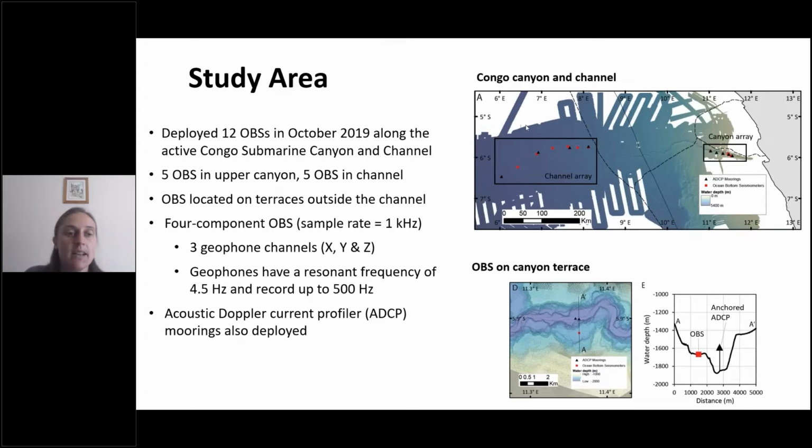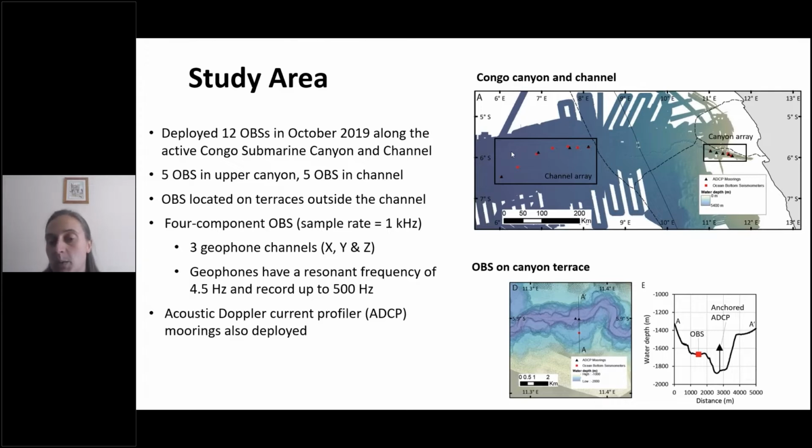Yes, so the OBS instruments in the Upper Canyon were deployed at water depths of around 2,000 meters. And then we had a gap of about 600 kilometers where unfortunately we weren't allowed to put any instruments. And then we had a second array of OBS instruments in the distal channel at water depths of 4,000 to 5,000 meters. The bottom right image shows how we deployed the OBSs on the canyon terraces, so outside of the flow path, so safely on the terraces.